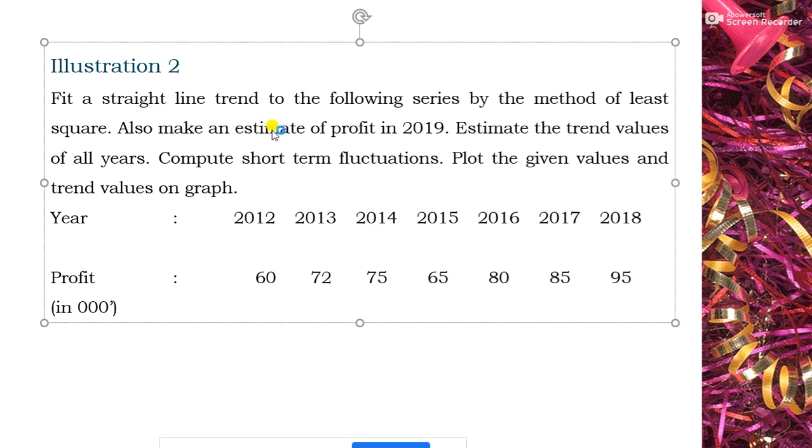Now there are two more things we have to calculate, that is we have to estimate the profit for 2019. Then again plot the given values and the trend values on a graph.